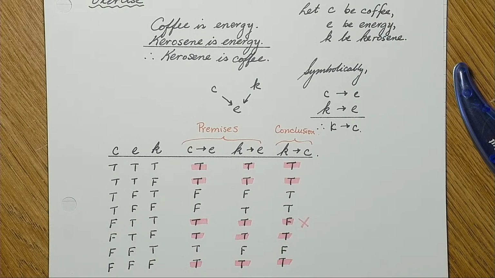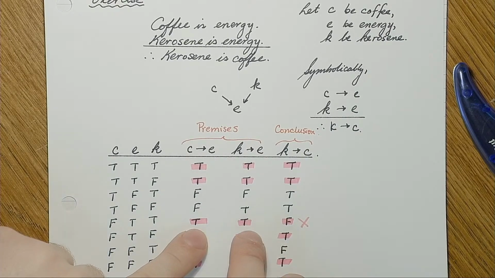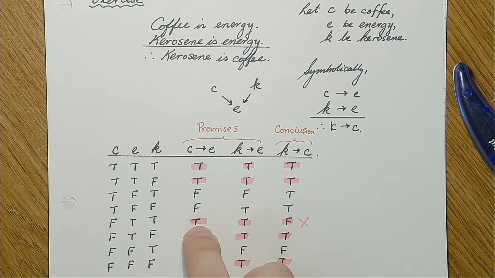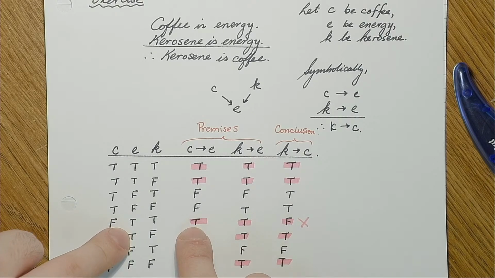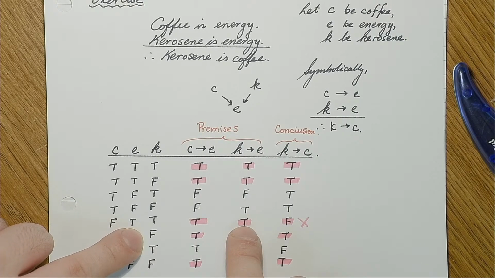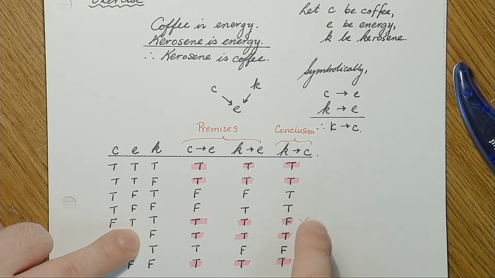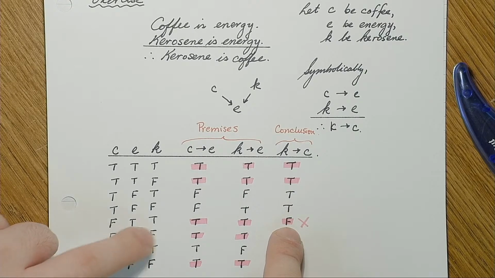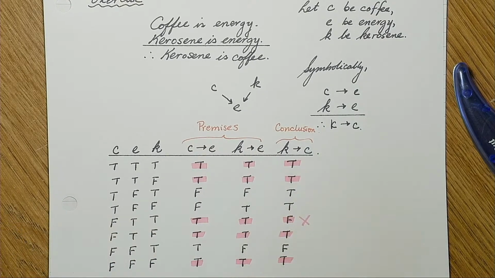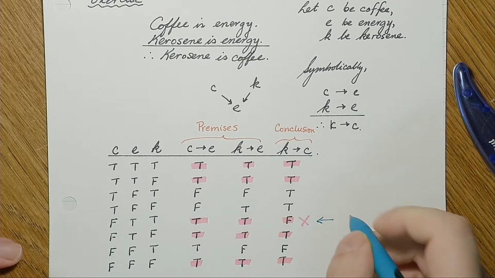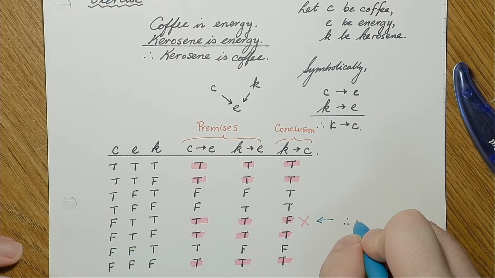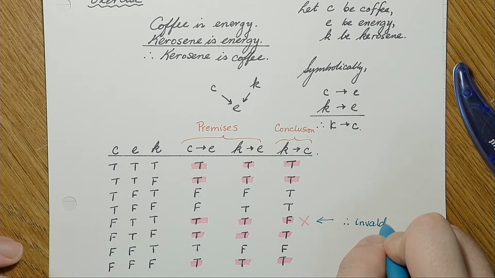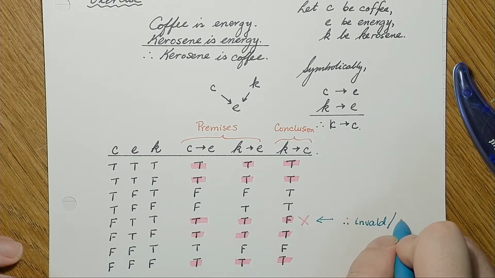Okay. But again, it just takes one case. And so if you are looking to see if this is a fallacy, I'll just check these again. So C to E, that's true. K to E, that's true. And then K to C, that's false. So therefore, it's invalid, a fallacy.